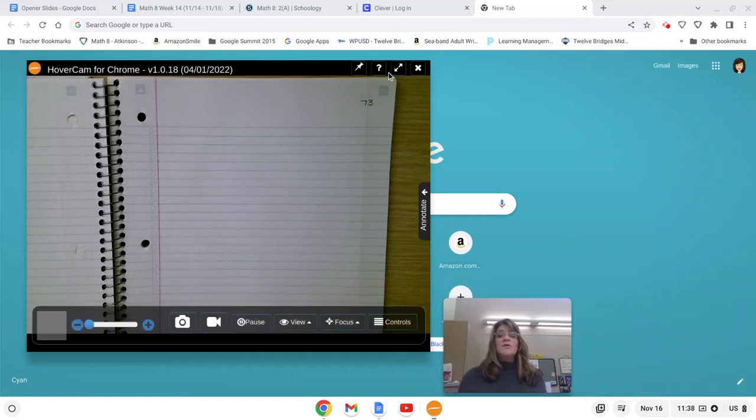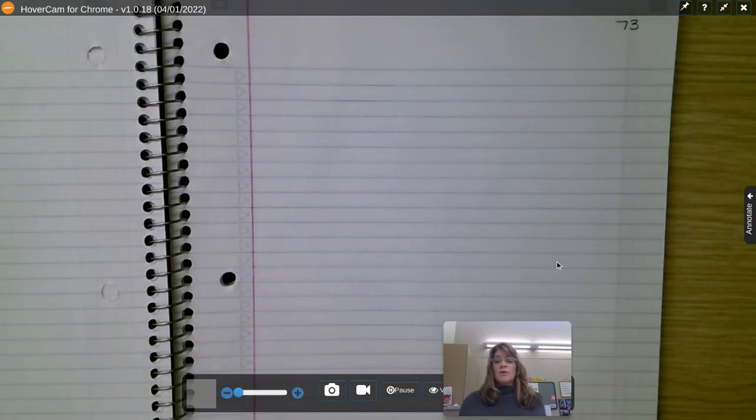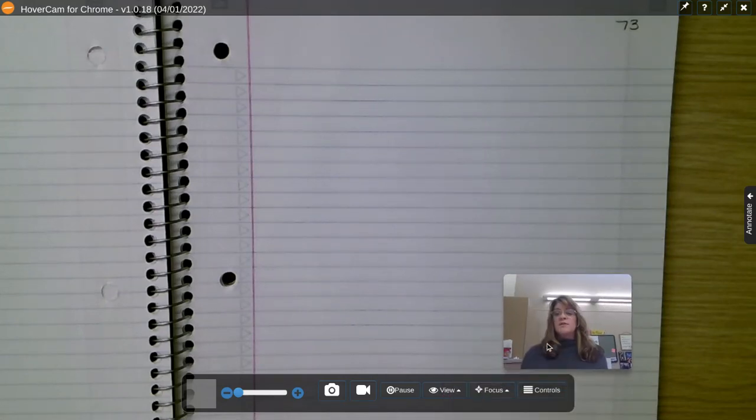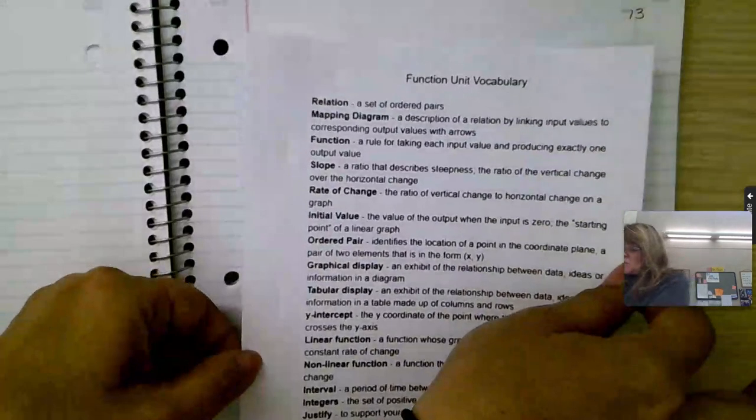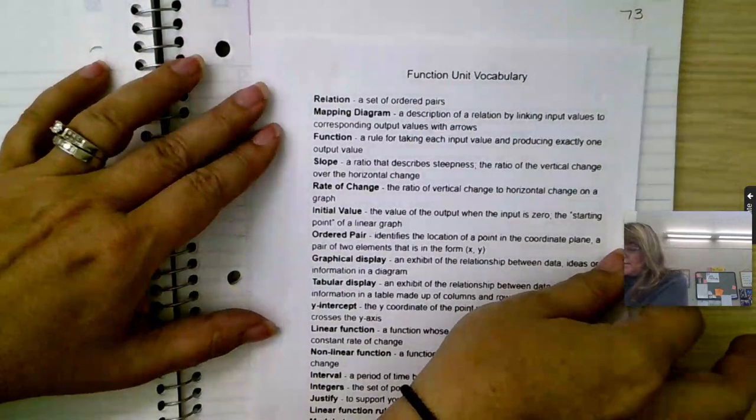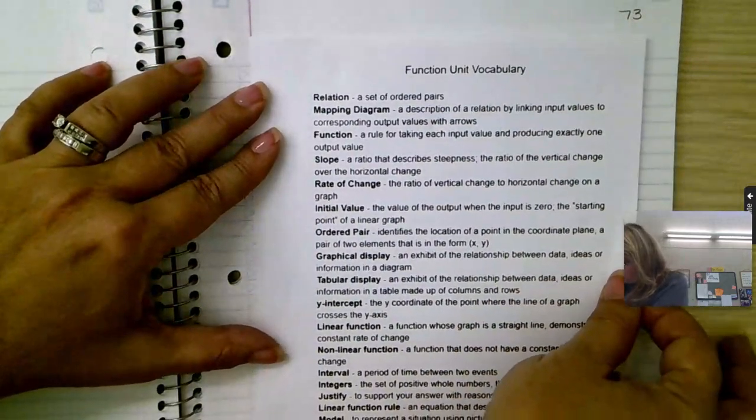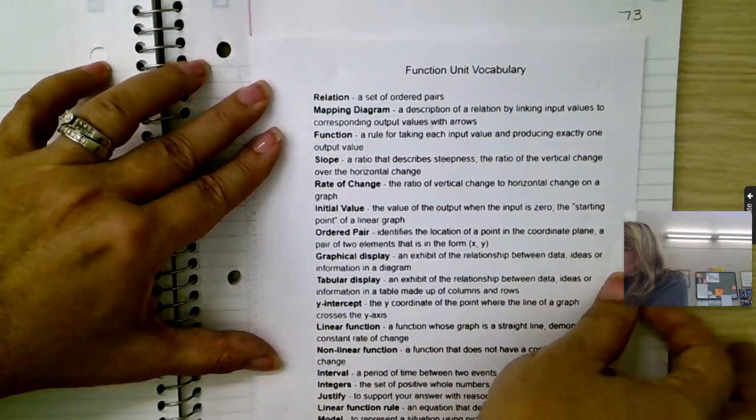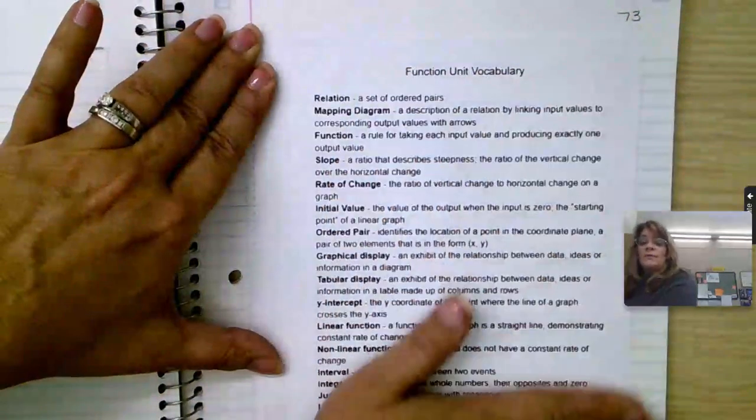We are going to set up our notebooks. So let me move some of these boxes around a little bit. We're setting up our notebooks for our function unit. In our digits curriculum, this unit is topics 7 and 8. But we're going to be piloting another curriculum as well.